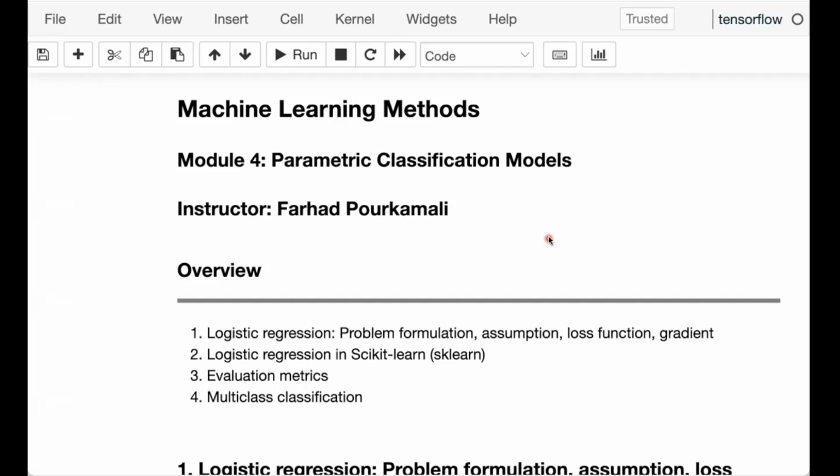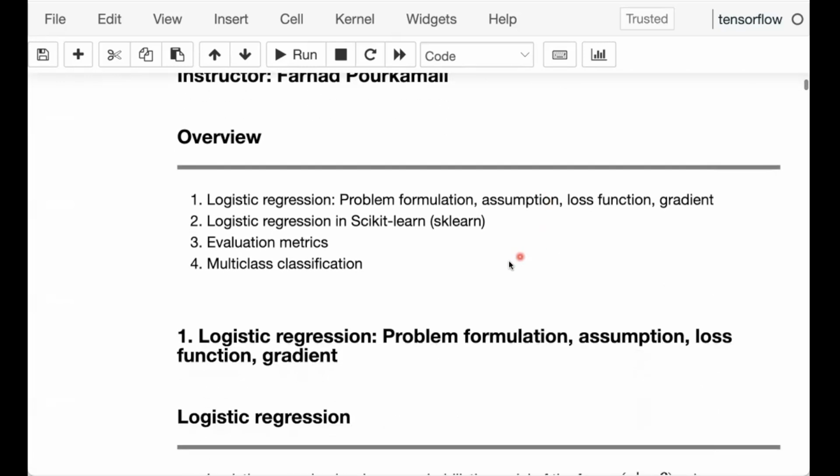To explain these differences, we start this discussion by going through logistic regression and focusing on problem formulation, assumptions, loss functions, and finding gradient. And then in the second part of this video, we discuss logistic regression in scikit-learn and how you can implement it.